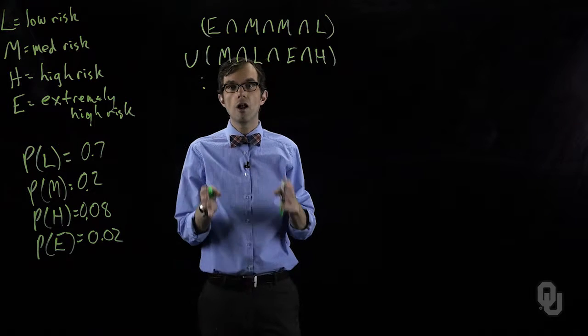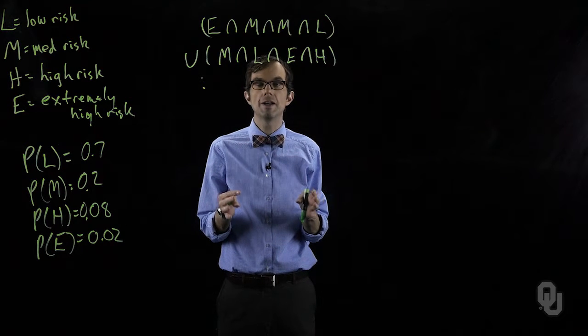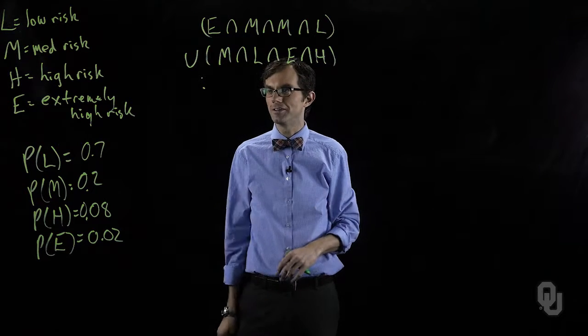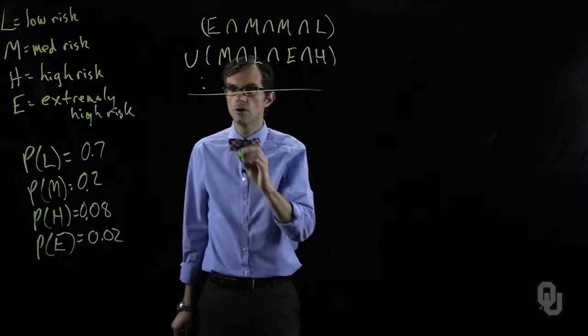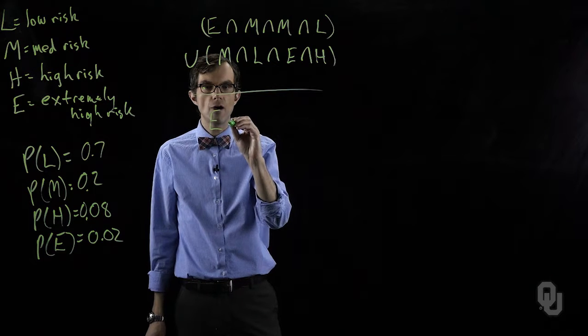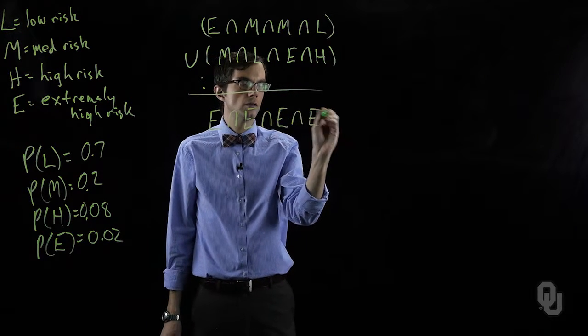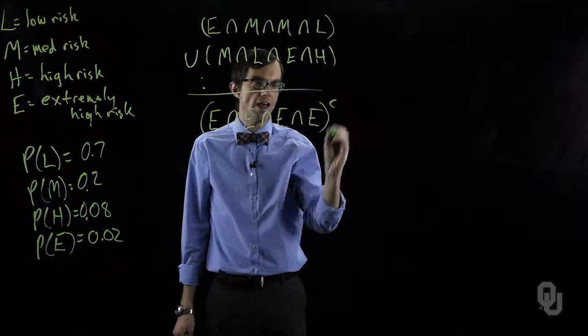If we don't want all of them to be extremely high risk, we can take the complement of all of them being extremely high risk. Okay? So we could do this. We could say, give me 4 projects that are all extremely high risk, and let's take the complement of that.